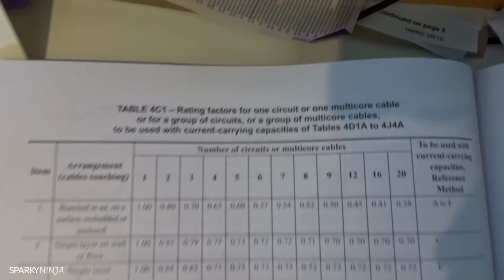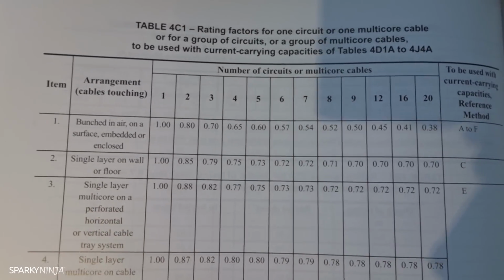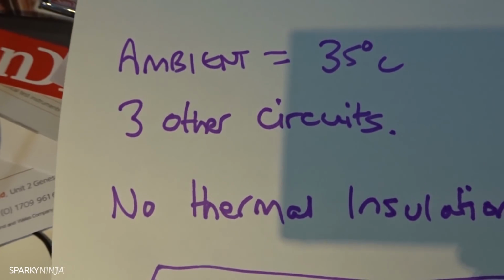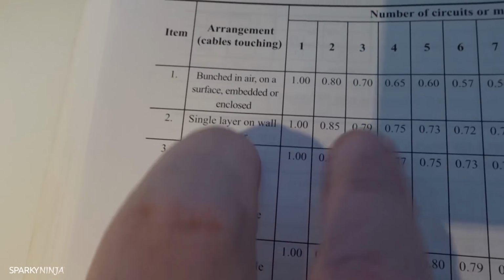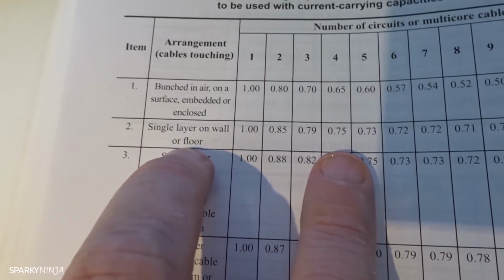Let's find CG then. CG is the grouping table. So we go to the tables, table 4C1, rating factors for grouping, and it was 3 other circuits clipped direct. So we go to the reference method C1, single layer on the wall. There are 4 because it's 3 others, so it's a 0.75 factor.